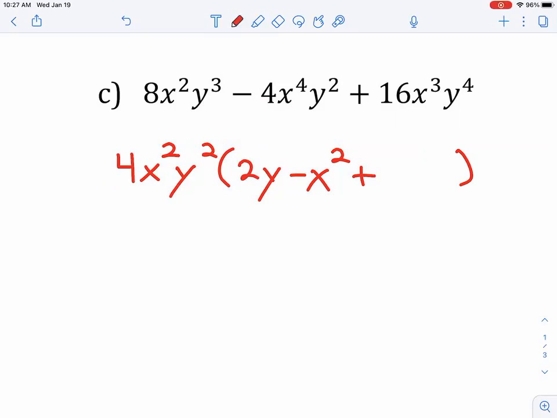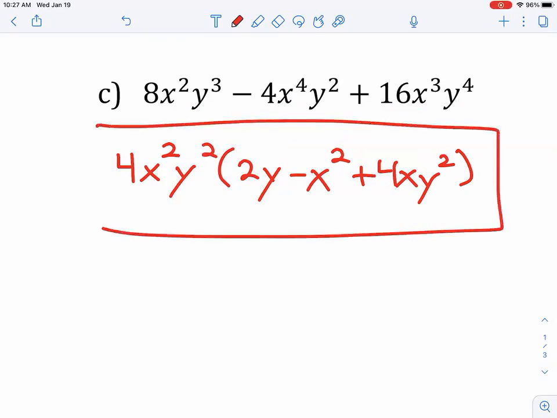And now last but not least, taking 4 out of 16, I have 4. I need an x so that my x squared becomes x to the third. And I need a y squared so that my y squared becomes y to the fourth. And this would be our final answer.